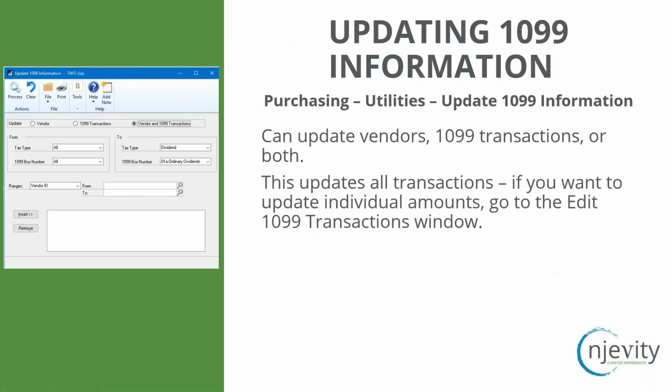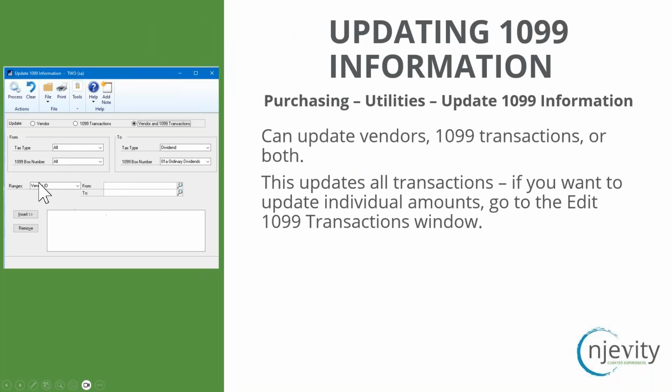All right. Updating 1099 information. There is a utility for this: Purchasing Utilities, Update 1099 Information, and you can update the vendor, the 1099 transactions, or the vendor and the 1099 transactions. So if you have vendors that were not set up to be 1099s and you want to set them up to be 1099s, you can do that. I would set up the vendor, take the tax type that it's set to, so if it was set to non-taxable, I would say it needs to be miscellaneous.